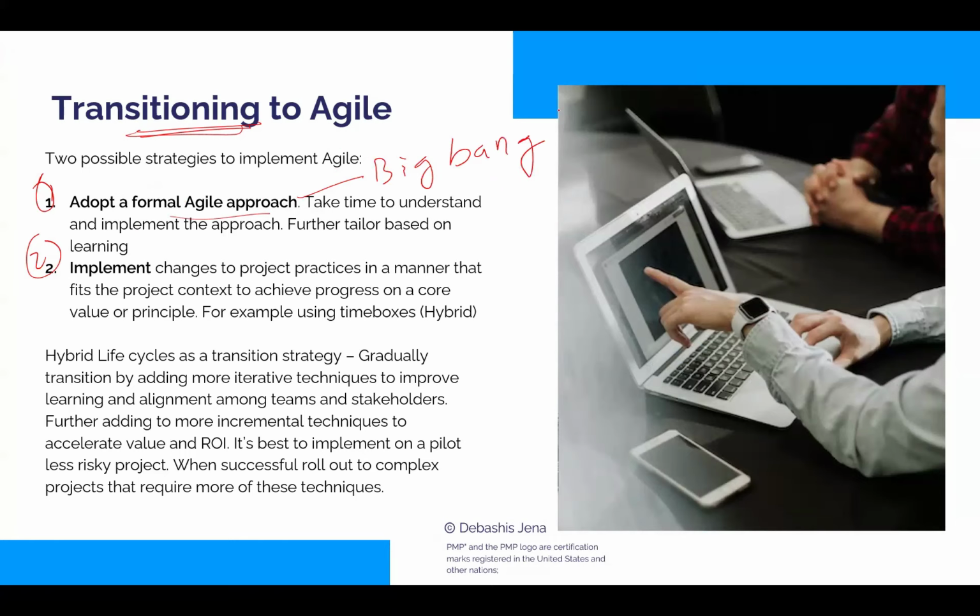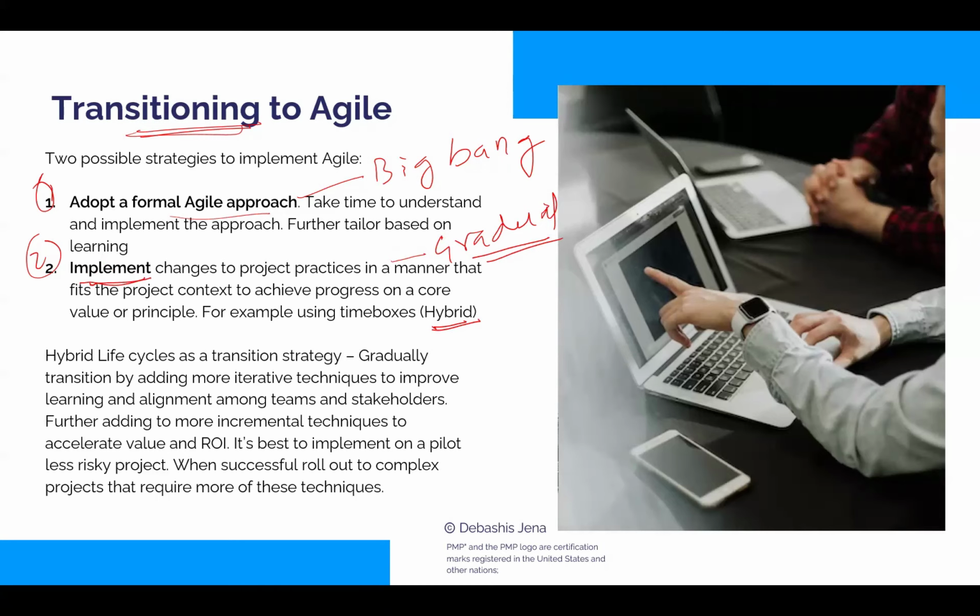Big bang is, let's say there are 10 projects going on in the company. So we say, okay, from 1st June onwards, all projects will use Agile. You train everybody on the Agile framework and there's a cutover date. That's big bang, could be one approach. The second one I'll call a hybrid or gradual approach.